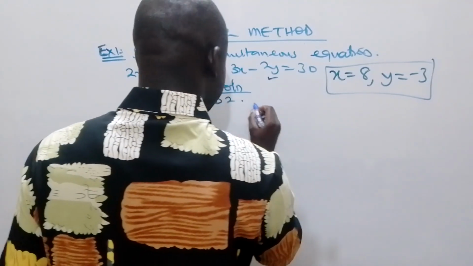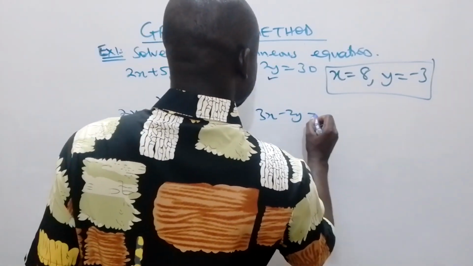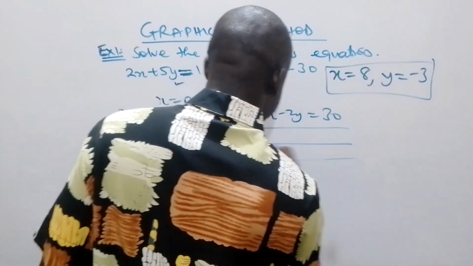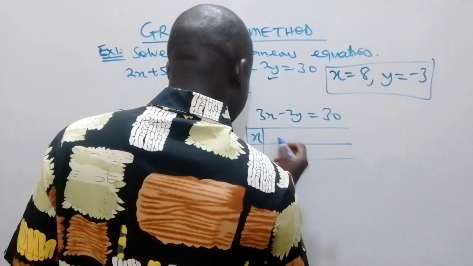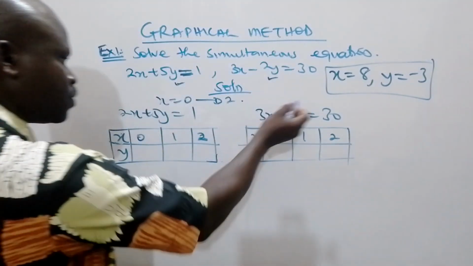Then I go to the second equation, where I have 3x minus 2y is equal to 30. I'll do the same thing. I can generate values for x, let's use the same values, x from 0, 1, and 2. Then when we substitute, we get the value of y.